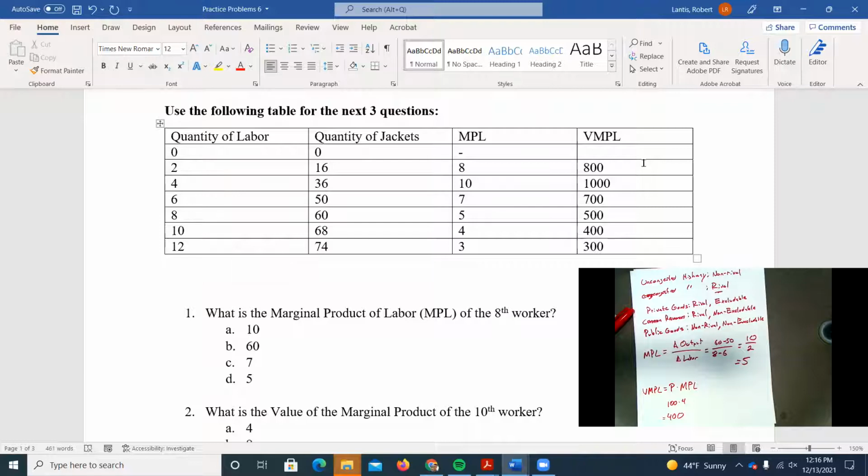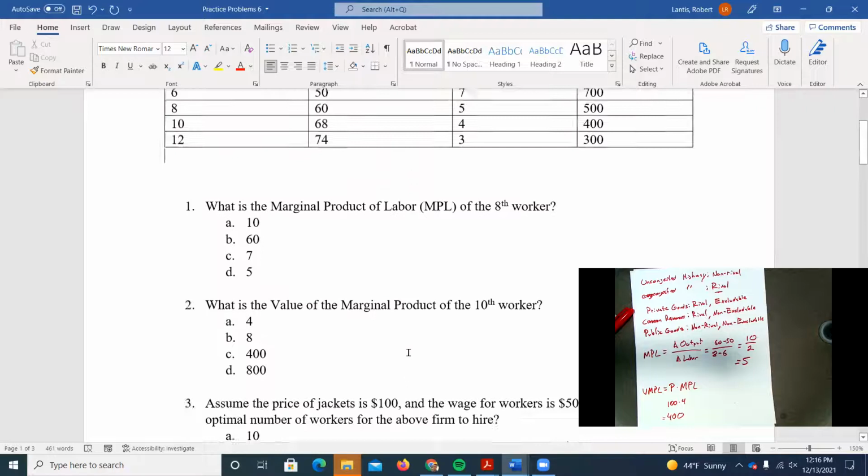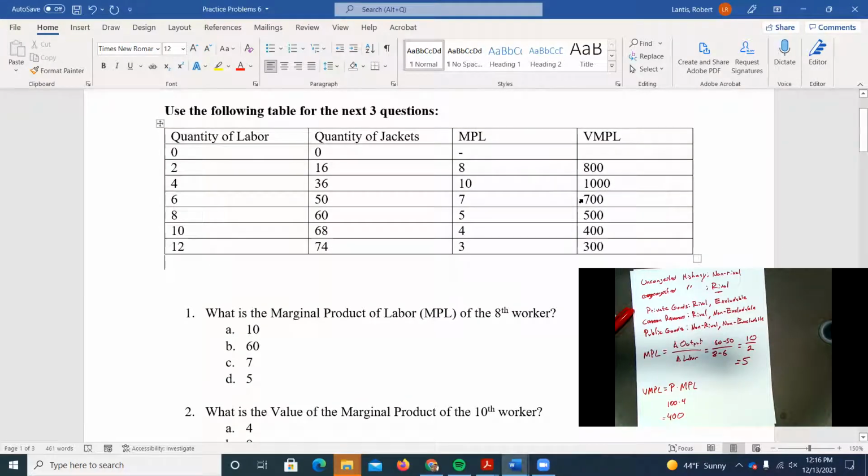Okay? So once I have that, I could be asked a question, which is, let's assume that the wage for these workers is $500. What's the optimal number of workers for the above firm to hire? So even though this is the value of this marginal productivity in terms of 1 unit of labor, right? So when we divided by that change in labor, that made the value of the marginal productivity of labor like 1 additional unit of labor.